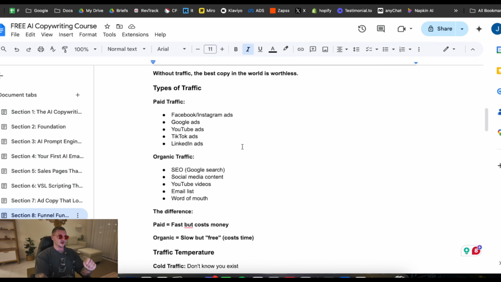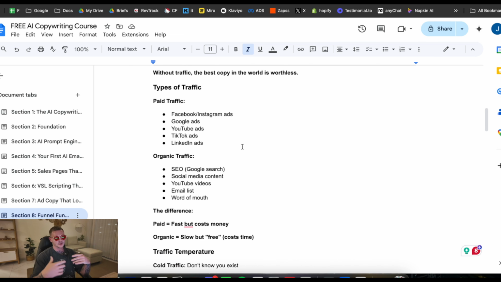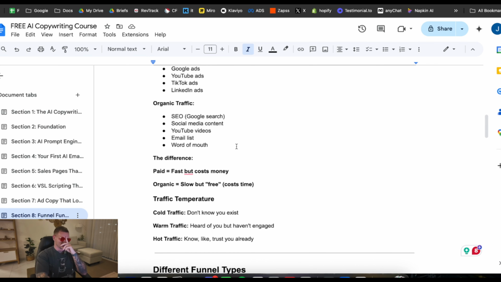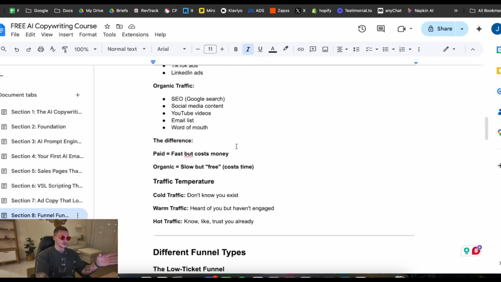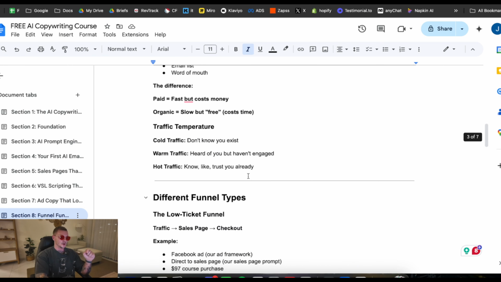So you have different types of traffic. Paid traffic: Meta ads, Google ads, YouTube ads, TikTok ads, LinkedIn ads, all of these different advertising platforms where you can pay them to get your ad in front of people. Organic: SEO, social media, YouTube, email lists, word of mouth. The difference, very simply: paid is fast, but it costs money. Organic is slow, but it's free, though it costs time.